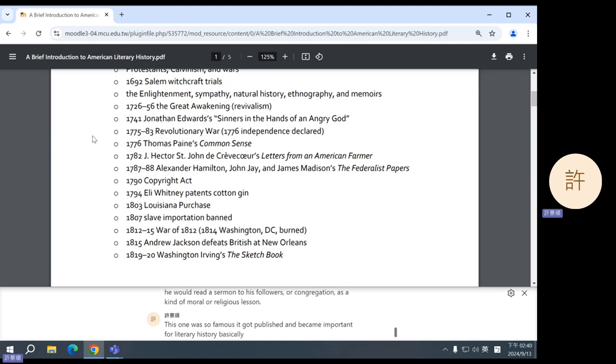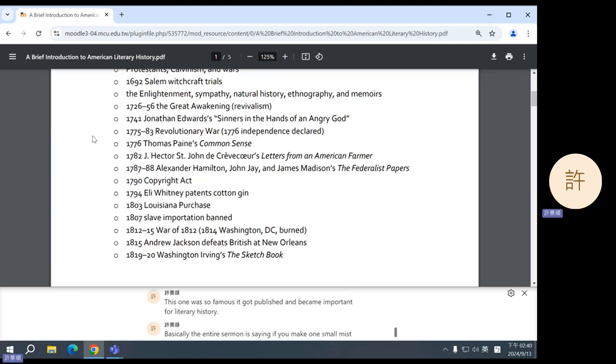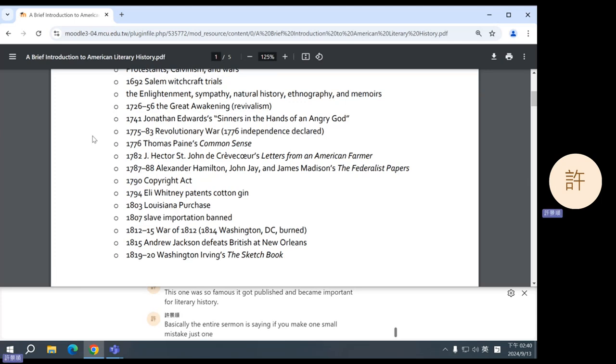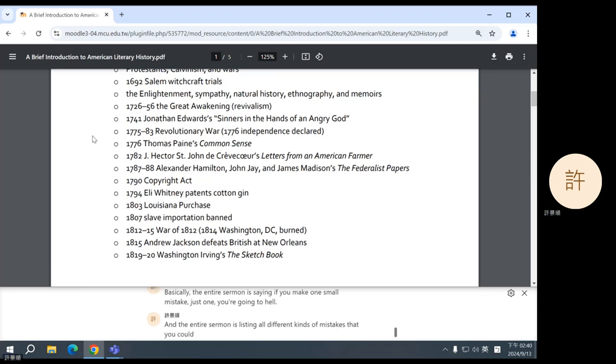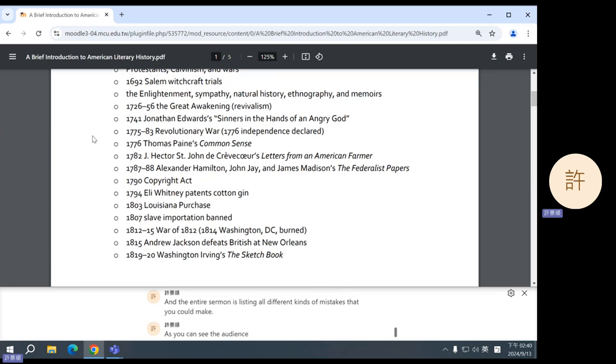Basically, the entire sermon is saying, if you make one small mistake, just one, you're going to hell. And the entire sermon is listing all different kinds of mistakes that you could make. As you can see, the audience was terrified.